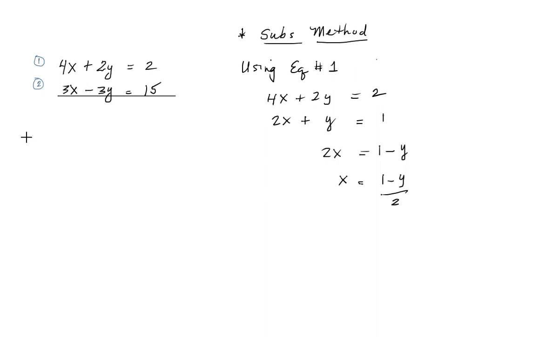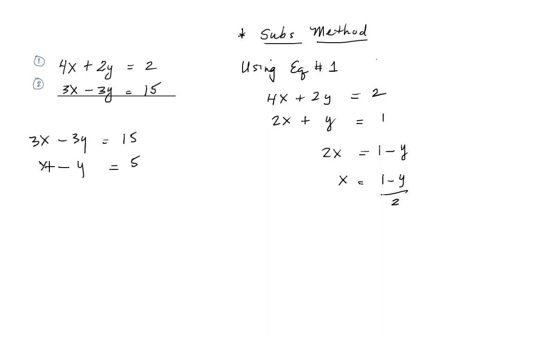So now I'm going to go into equation 2: 3x minus 3y is equal to 15. And wherever I see x, I'm going to substitute (1 minus y) over 2. But before I do that, I can realize also that all terms here are divisible by 3. Now I don't have to do that, but I've got to be very careful to make sure that all terms are divisible by 3 before I do it. And when I divide by 3, I'm going to get x minus y is equal to 5.